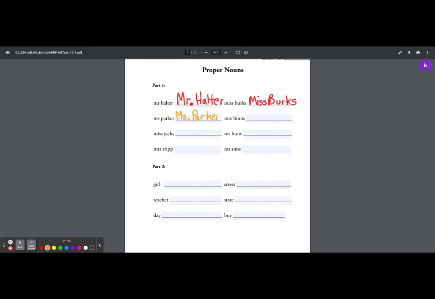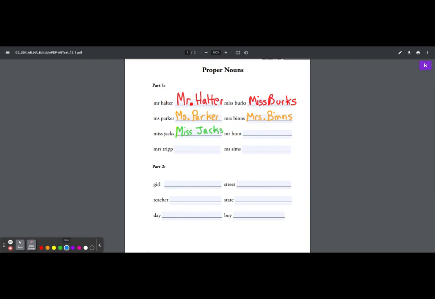We have Mrs. Benz. Mrs. Benz is married. We put a capital M, R, S, the period, capital B, E, N, Z. We have Miss Jax. Miss Jax is not married. Let's use a darker color. Try green. Capital M, I, S, S, and no period because it's not abbreviated. Capital J, A, C, K, S, Jax.